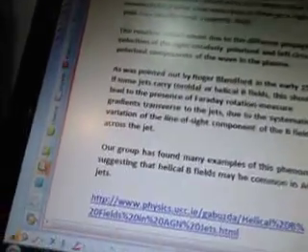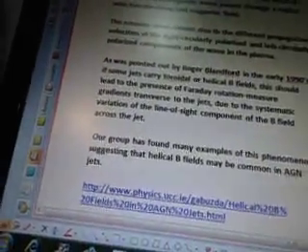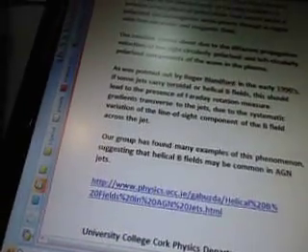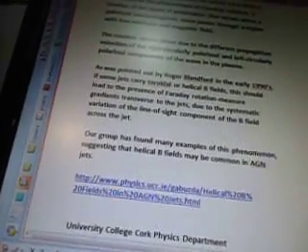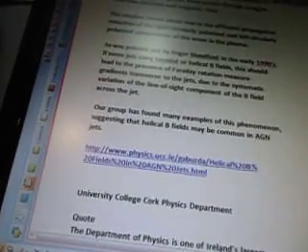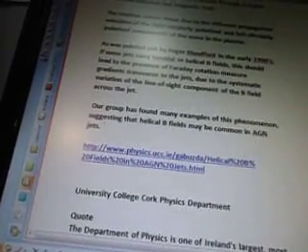As was pointed out by Roger Blandford in the early 1990s, if some jets carry toroidal or helical B fields, this should lead to the presence of Faraday rotation measure gradients transverse to the jets due to the systematic variation of the line of sight component in the B field across the jet. Our group has found many examples of this phenomena, suggesting that helical B fields may be common in AGN jets.